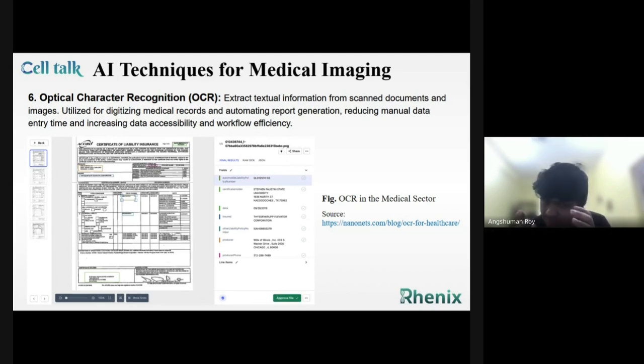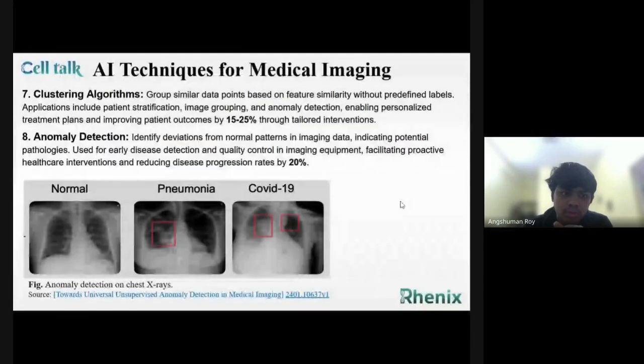OCR can extract key information from any patient report or any document very seamlessly, reducing the time required for this documentation in medical processes. Another important advent is the clustering algorithms. Clustering algorithms group similar data points based on feature similarity without predefined labels. Applications include patient stratification, image grouping, and anomaly detection, enabling personalized treatment plans and improved patient outcomes through tailored intervention.